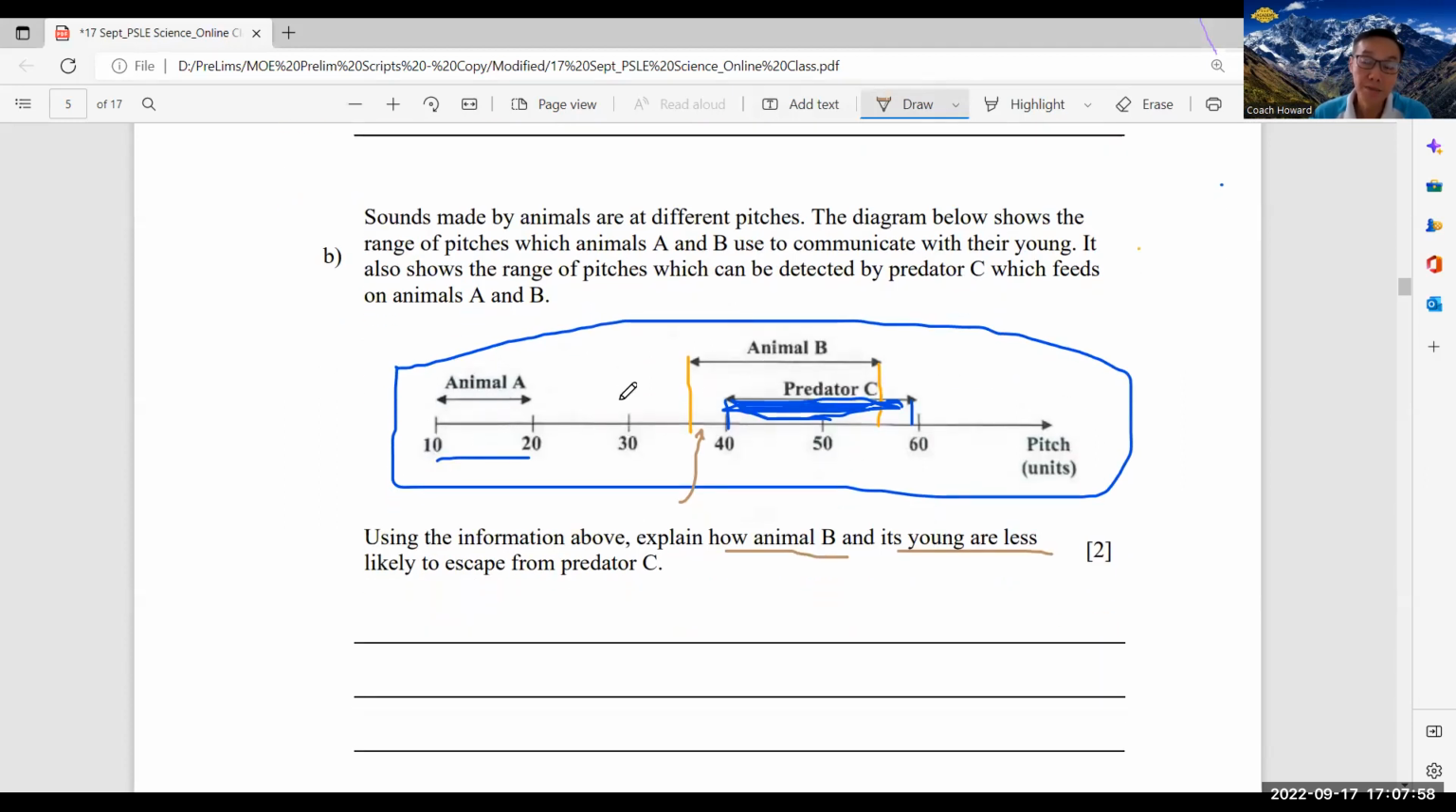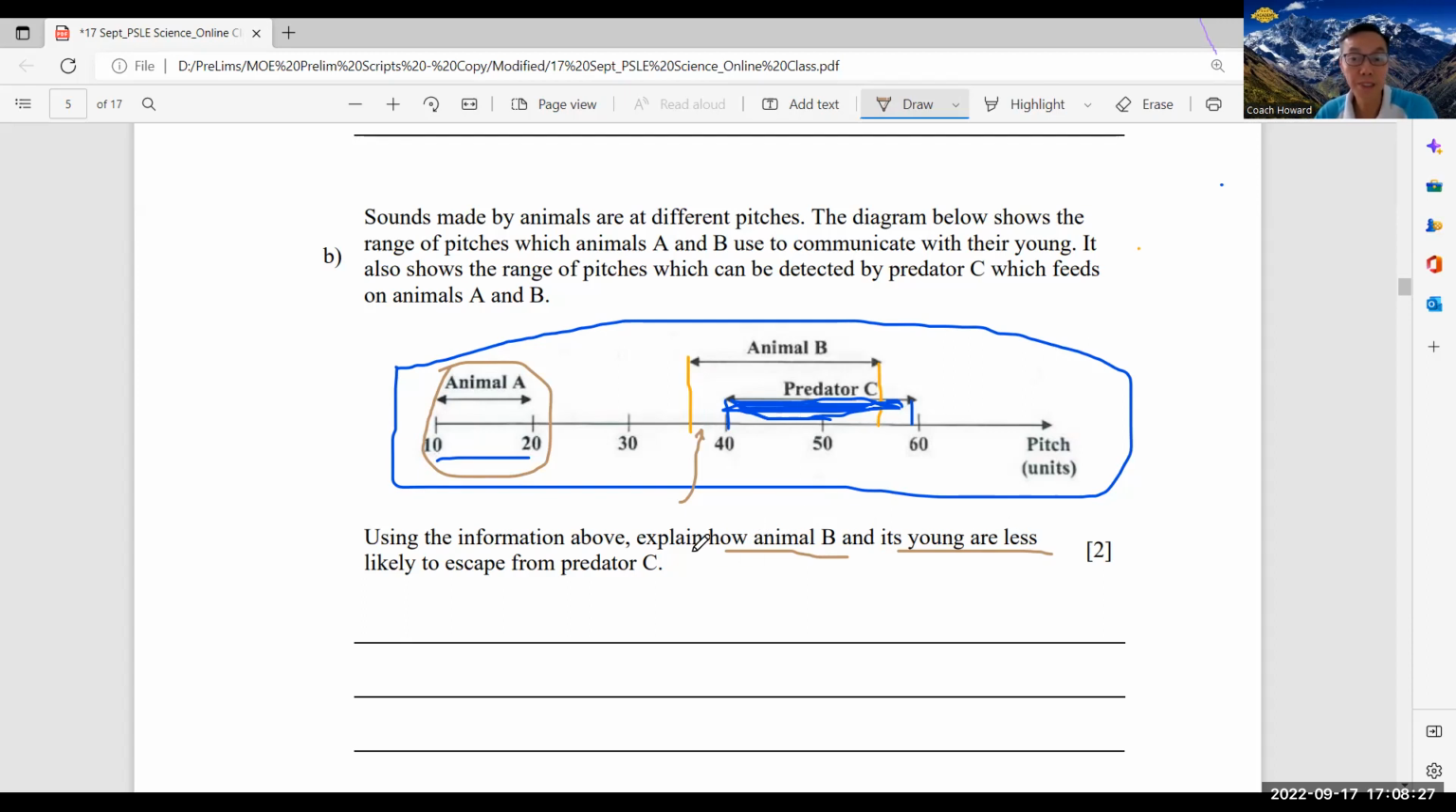Whereas animal A, the frequency is outside predator C range. So whatever animal A does, predator C is not aware because it's outside the hearing range. Okay, so for this question, you need to make comparison. Because some students just stop at animal B. They didn't mention that animal A, the frequency produced is outside that range. So this one can escape more easily because there's a comparison needed.